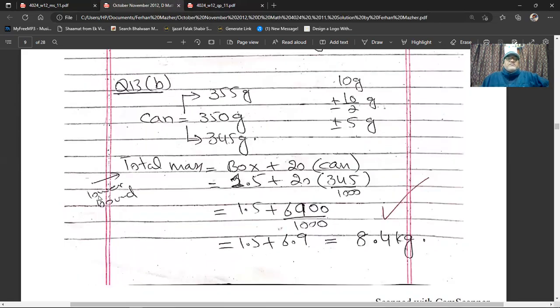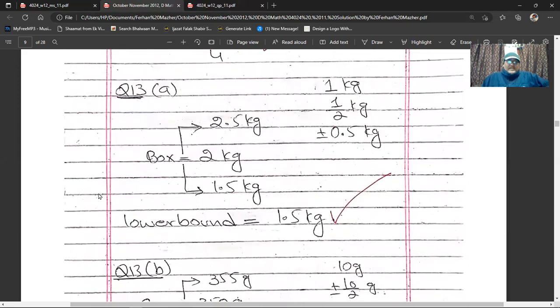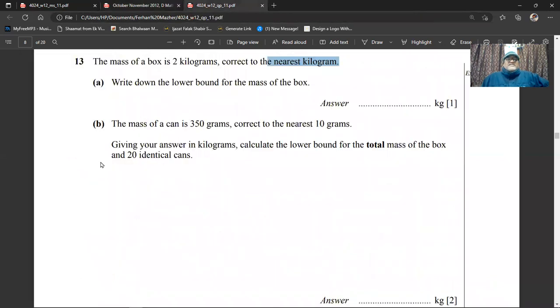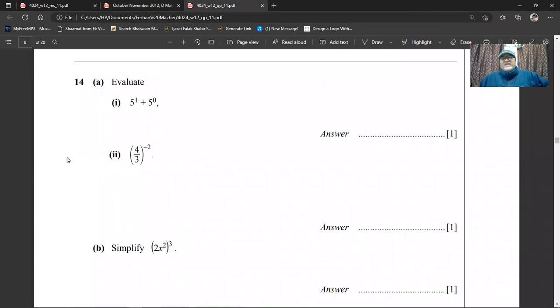Question number 13, B part. I hope this is the A part of the question number 13. And this is the B part. I hope you understand our answers are right. So here we go. Question number 14 is A part.